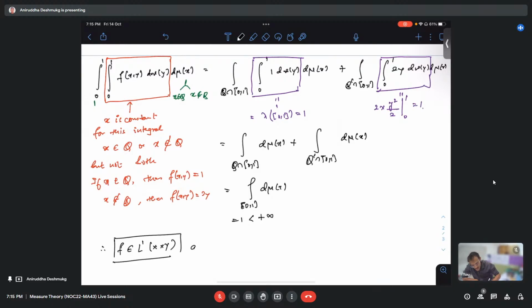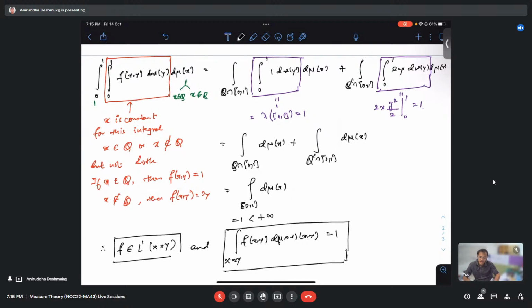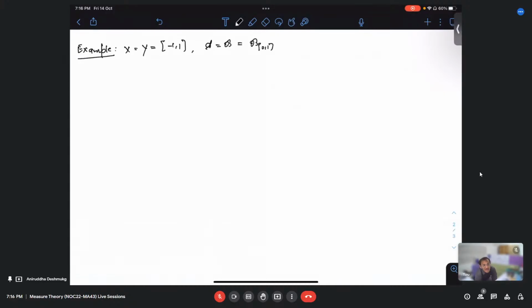And moreover, one can say that the integral of f over this product space of xy, this is also 1 because one of the iterative integrals is 1. Now one could have done the other way around also, integrating this first with respect to x, then with respect to y, and one expects that one.